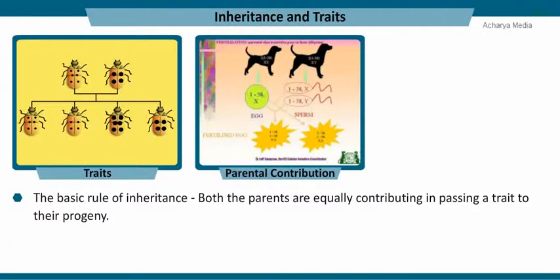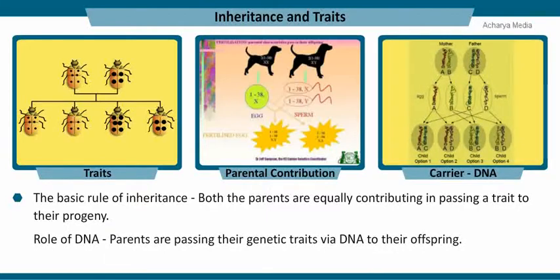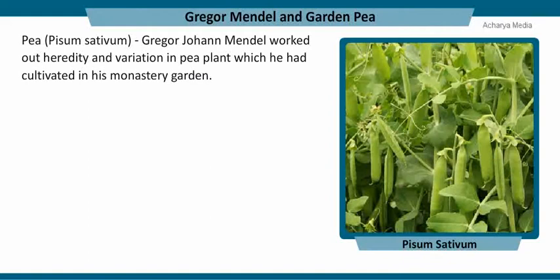The basic rule of inheritance is that both the parents contribute equally in passing a trait to their progeny. Parents pass their genetic traits via DNA to their offspring. Gregor Johann Mendel worked out scientifically for the first time on heredity and variation in pea plant, Pisum sativum, which he had cultivated in his monastery garden.